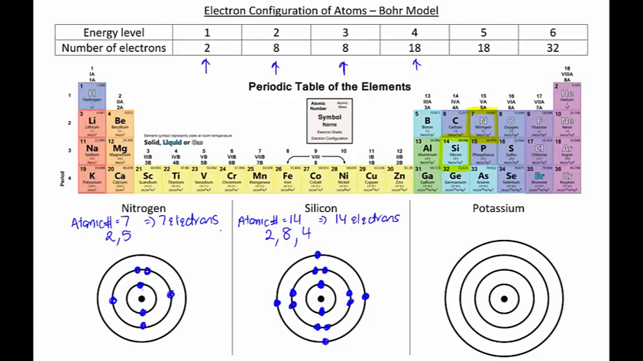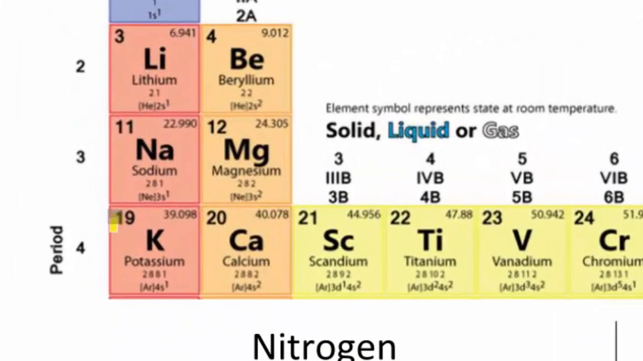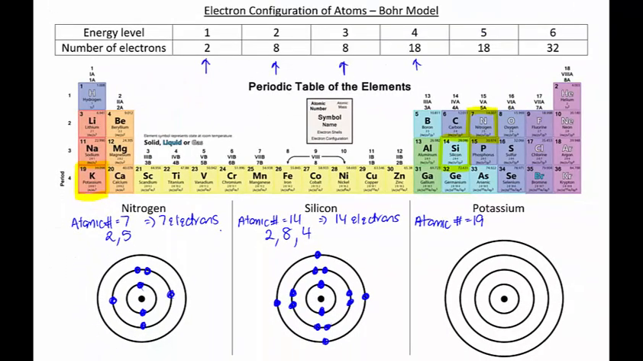Okay, potassium. On the periodic table, potassium's over here. So the atomic number of potassium is 19. So that means we have 19 protons and 19 electrons. So we can have 2 in our first energy level, then 8, so that's 10. So we've got 9 left, so the third one can be full, and that'll leave 1.